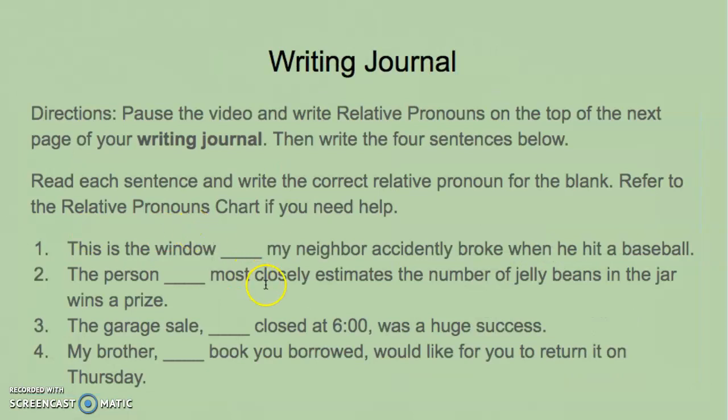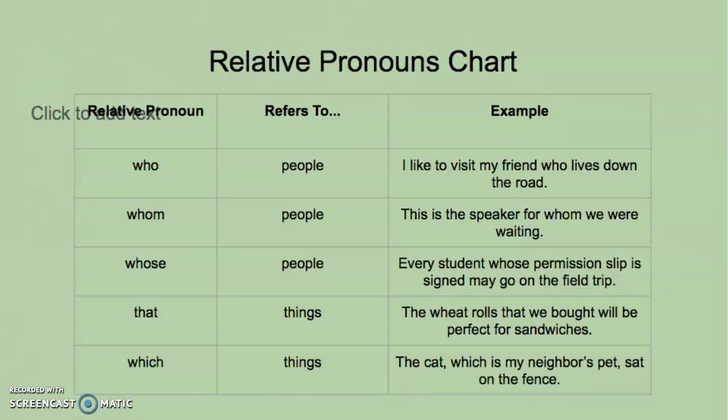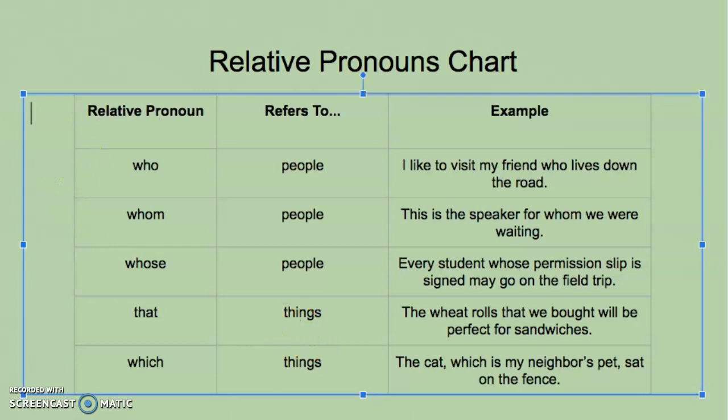So let's look at your first sentence. This is the window, blank, my neighbor accidentally broke when he hit a baseball. So we are referring to the window, and the window is a thing, not a person. So our option for that one would be that, according to our chart. And that's a thing.